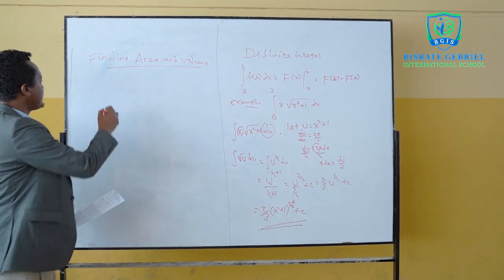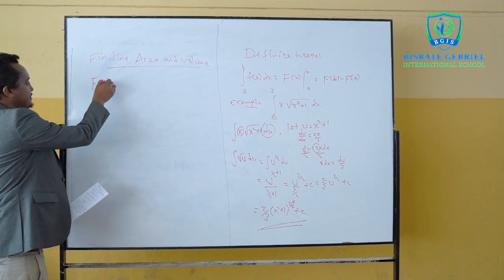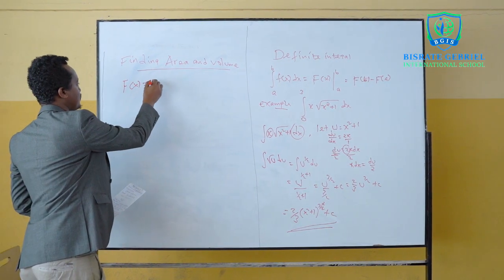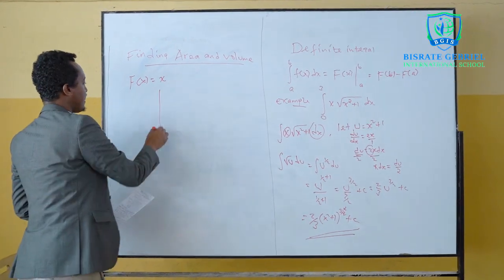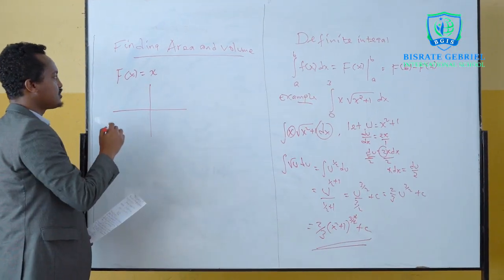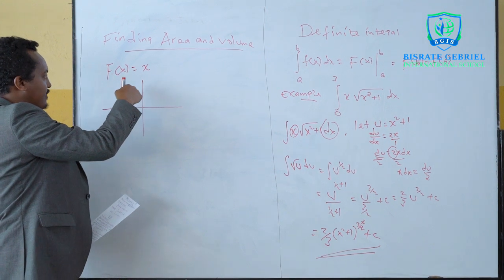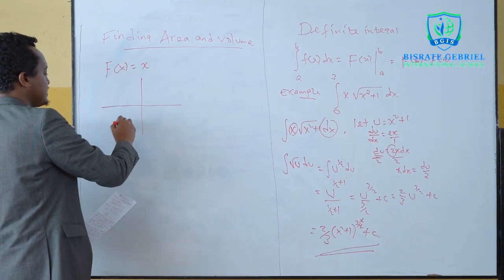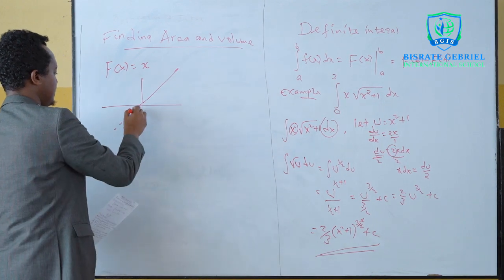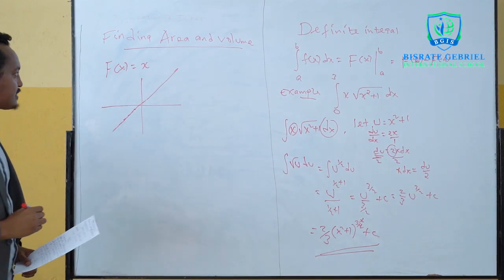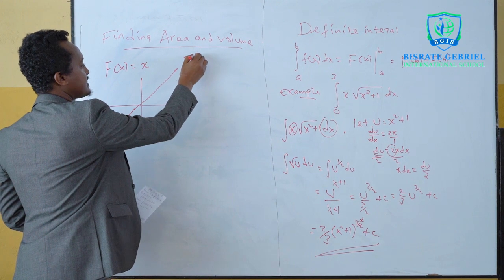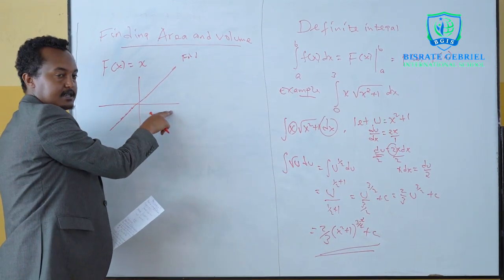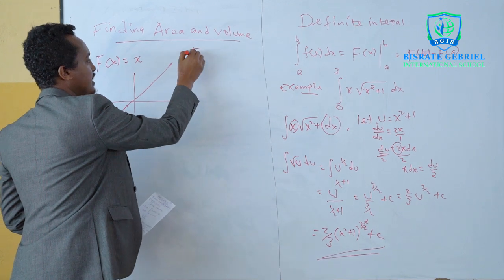So when you have a function f of x, for example, f of x equal to x, and you are asked to find the area formed between the function and the x-axis. This is the function f of x equal to x. If you are asked to find the area between the function f of x and the x-axis, given from 0 up to 1.